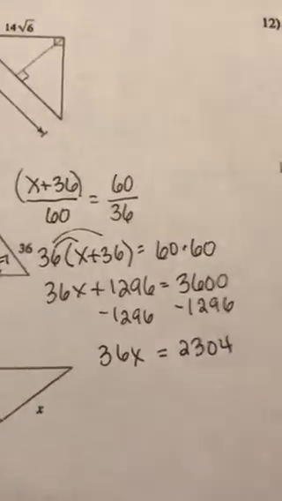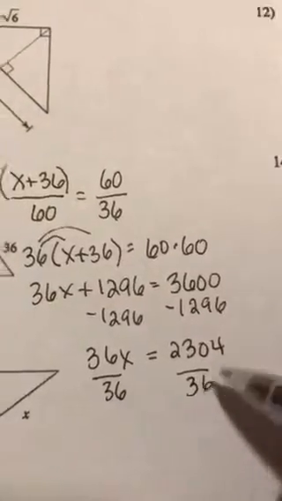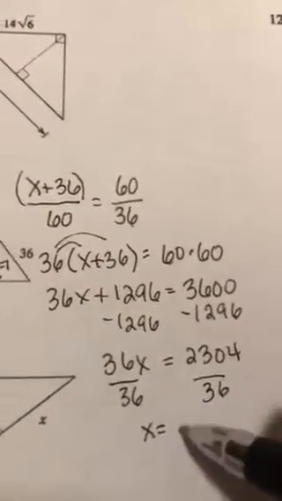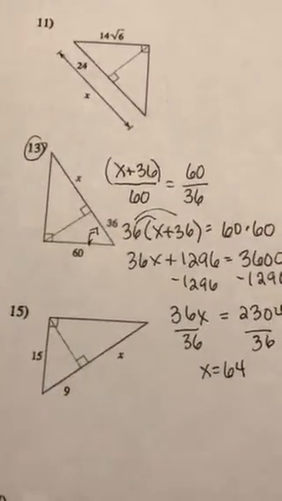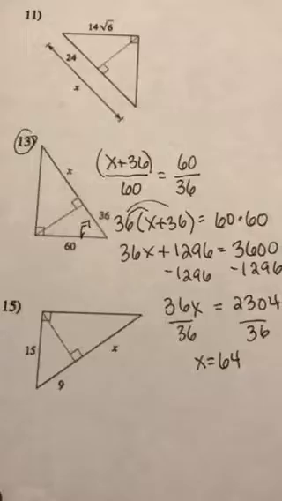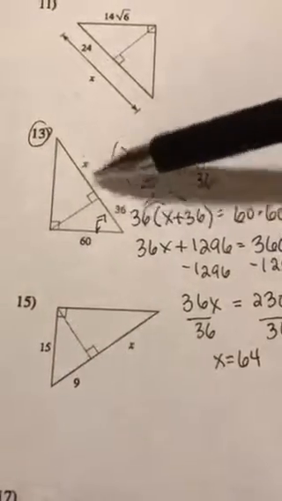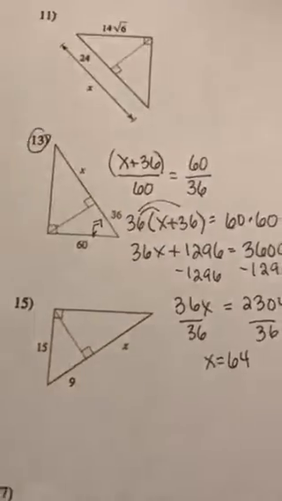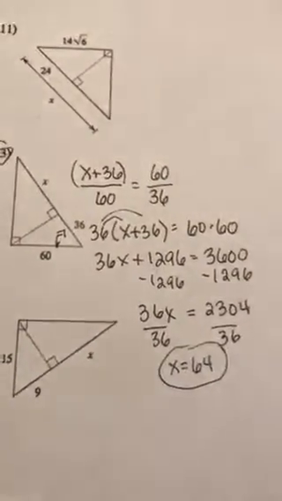Now divide each side by 36. So x equals 64. All right? And if they asked you what the whole hypotenuse was, then you would have to add 64 plus 36 to get the entire hypotenuse. But they just wanted you to solve for x here, so there's our answer, x equals 64.